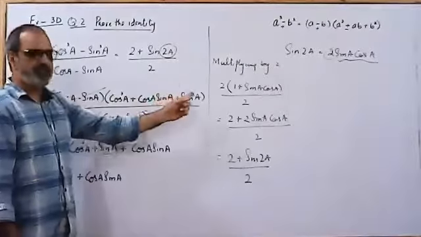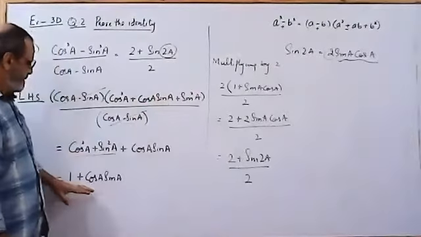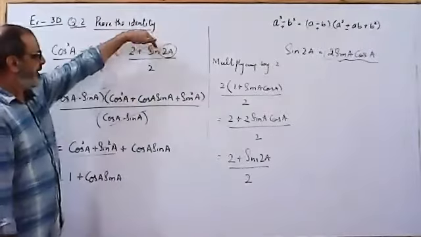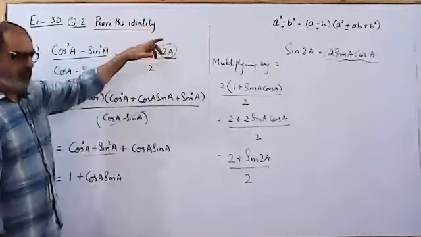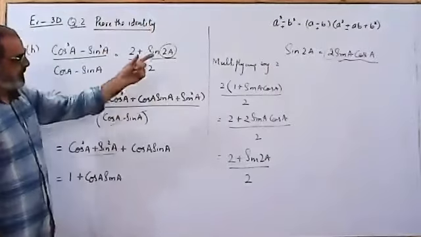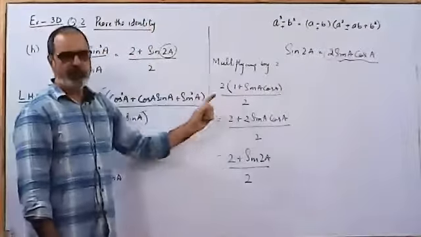I know cos square plus sine square is 1. Finally, I have compared the left hand side with the right hand side. Here I need sine 2A. So just try to change cos A sine A into sine 2A. For that purpose, I have multiplied numerator and denominator by 2.